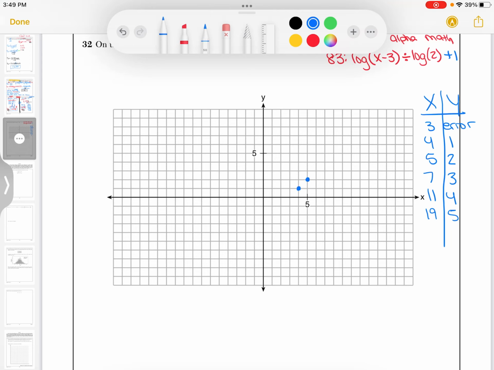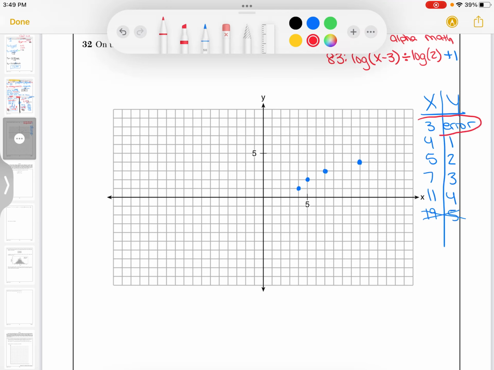I have 4, 1, 5, 2, 7, 3, 11, 4. And I can't fit that last point on there. So you do not connect it like this. It continues on. You also don't want to just randomly do this because that will get you a wrong answer. What we need to do next is draw in our asymptote.